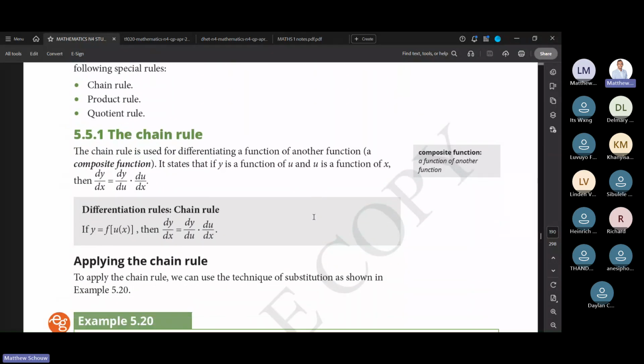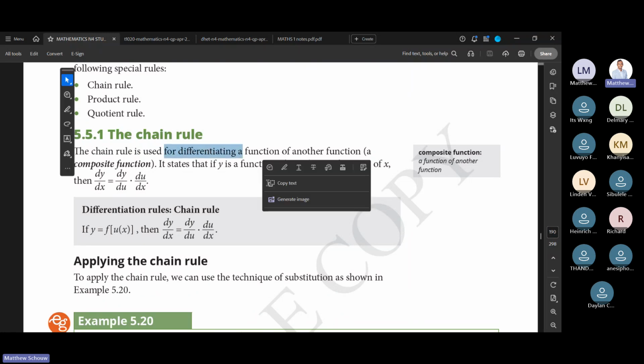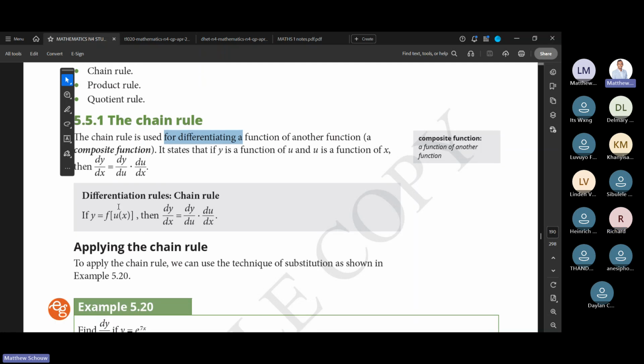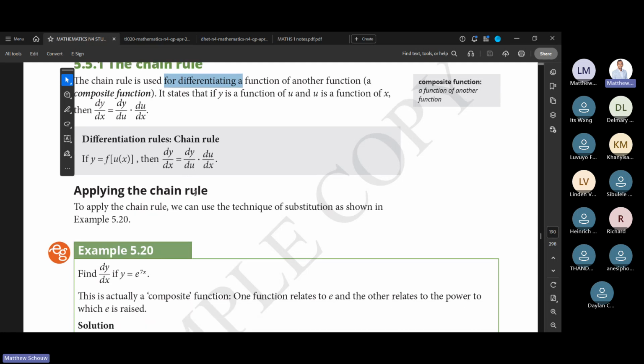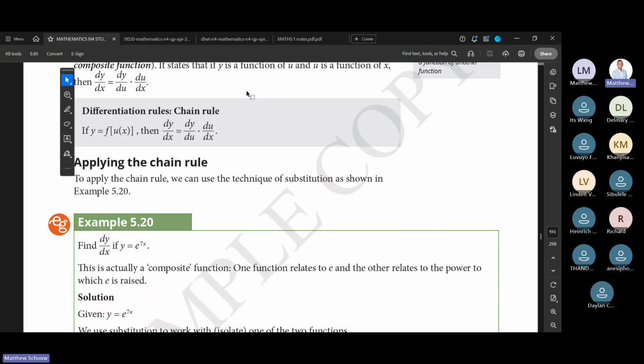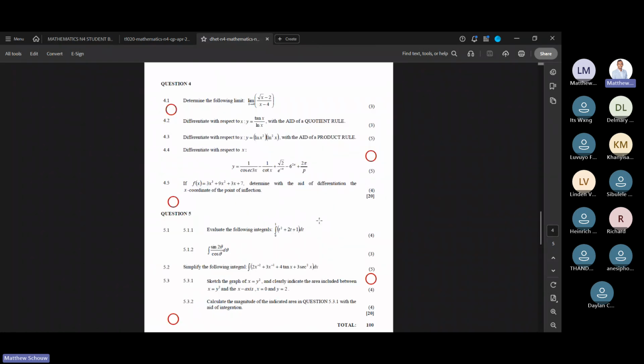Nevertheless, here we have again the chain rule. Chain rule is used for differentiating a function of another function. So function of a function, same thing, composite function. And it states that if y is a function of u and u is a function of x, then dy/dx is equal to dy/du times du/dx. I hope that's clear to everyone. That's the chain rule by definition. And then this is how we can apply the chain rule over here. But before we talk about applying the chain rule, I want to open your mind to what is a function of a function.